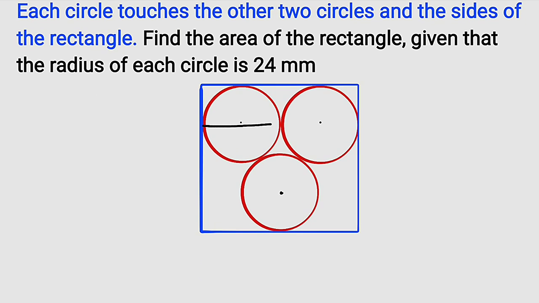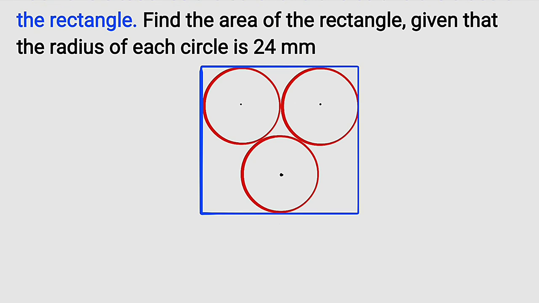From this point to this point is a diameter. From this point to this point is another diameter. So we have two diameters. And two diameters contain what? 4 radii. Because this is radius, this is radius, this is radius, this is radius, 4 of them, right? So we can see that the length here is 4r, right?